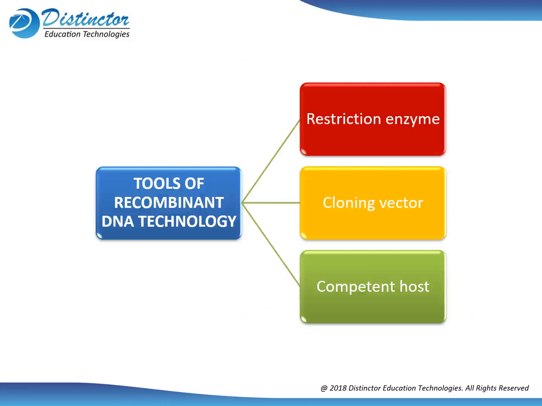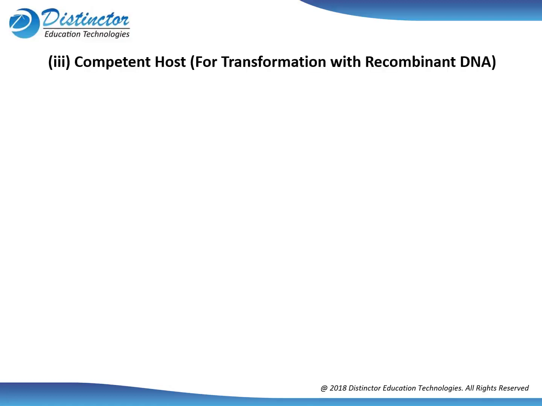So the next tool in recombinant DNA technology is the competent host. First we deal with the restriction enzyme. We are going to use this restriction enzyme to cut the DNA, and once we cut the DNA, it is going to be introduced into the cloning vector, and once it becomes recombinant DNA, we are going to find a capable host. So a competent host is for transformation with the recombinant DNA.